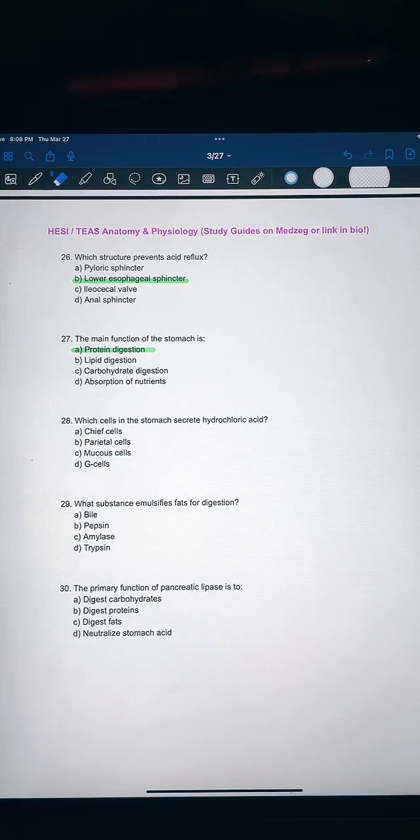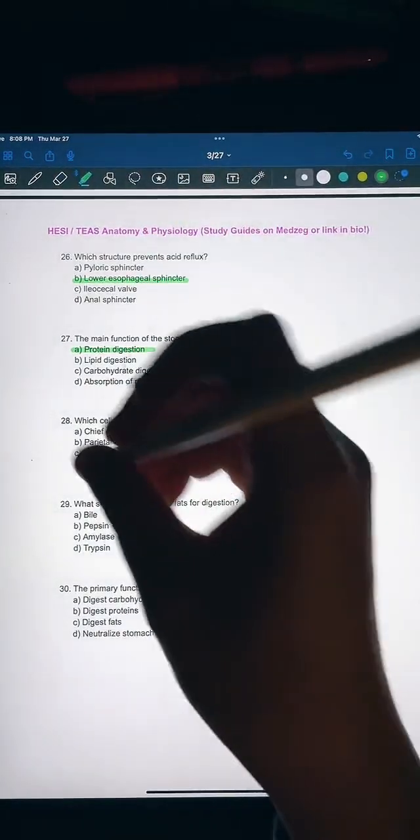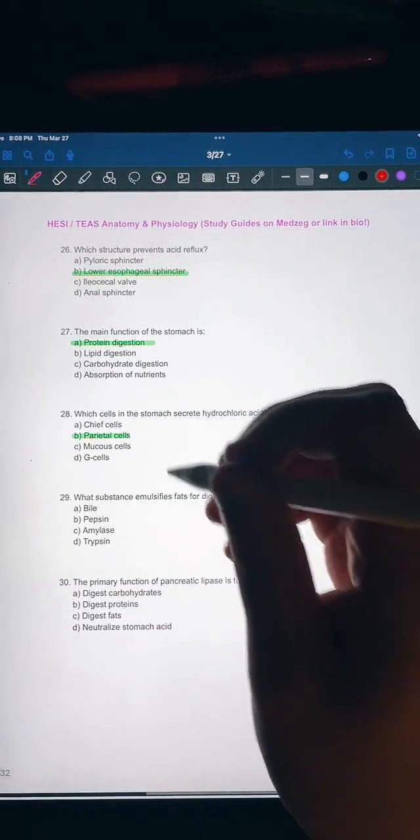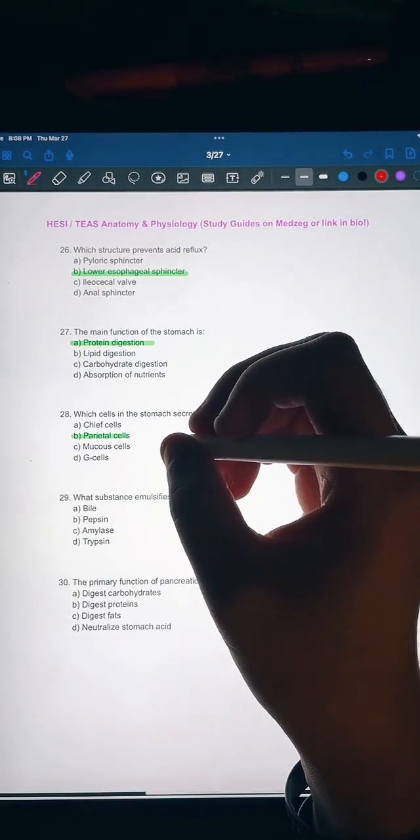Lipid digestion occurs mainly in the small intestine with pancreatic lipase. Number 28, which cells in the stomach secrete hydrochloric acid? The answer is B, parietal cells. The parietal cells are going to produce hydrochloric acid.